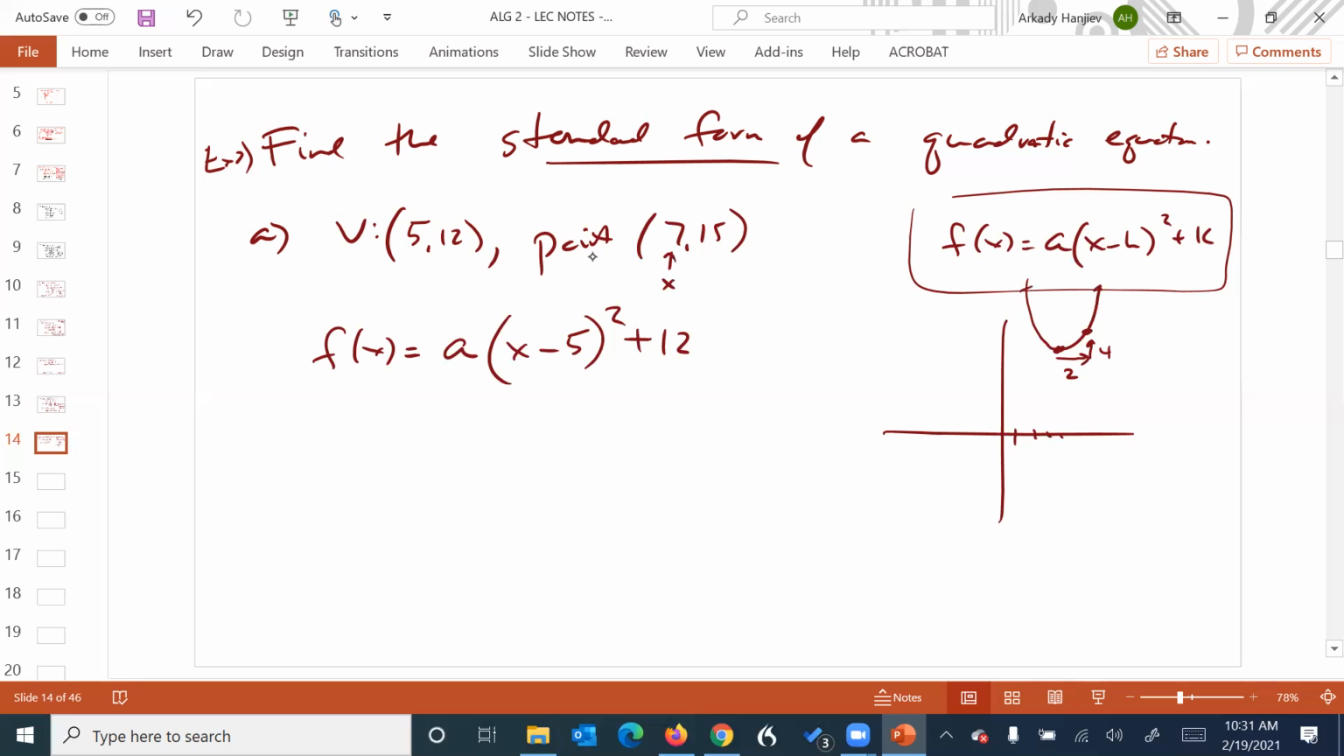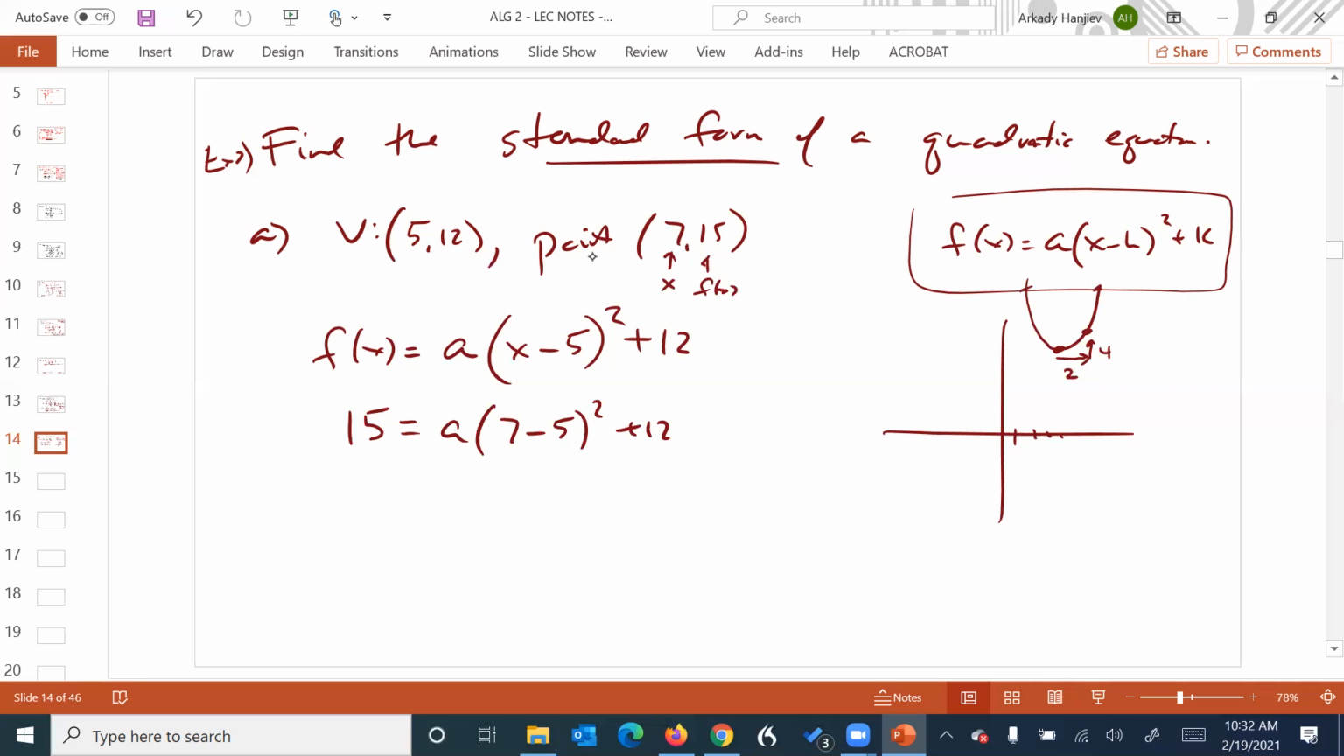Isn't that the plug-in of x? And isn't that just f of x? So we have ourselves an equation. If I plug in a 7 into my x value, I should get out a 15 out of my y value. See if this makes sense? It's just a coordinate, a point. We already have the function, except for that little a value. So I plug in the 7 for x, I plug in the 15 for f of x. The only thing I'm missing is a.